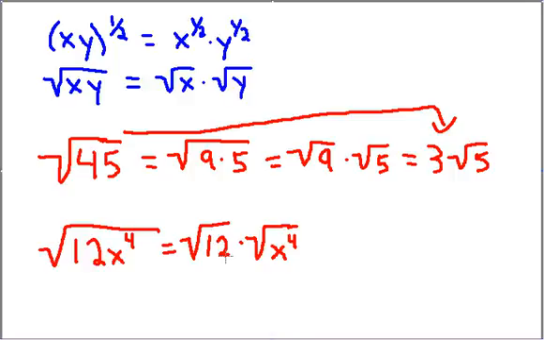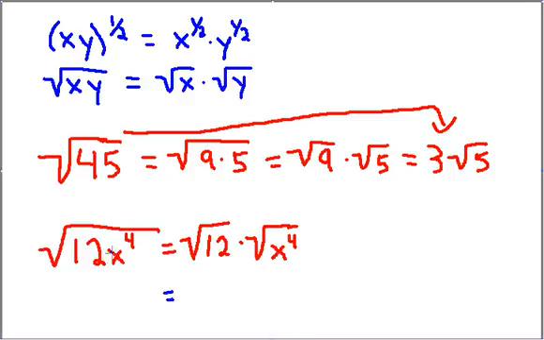Well, 2 times 6 is 12. Is either 2 or 6 a square? No. 3 times 4 is also 12. Are either 3 or 4 a square? Yes, 4 is. So what I'm going to do is just rewrite this now in a different color.